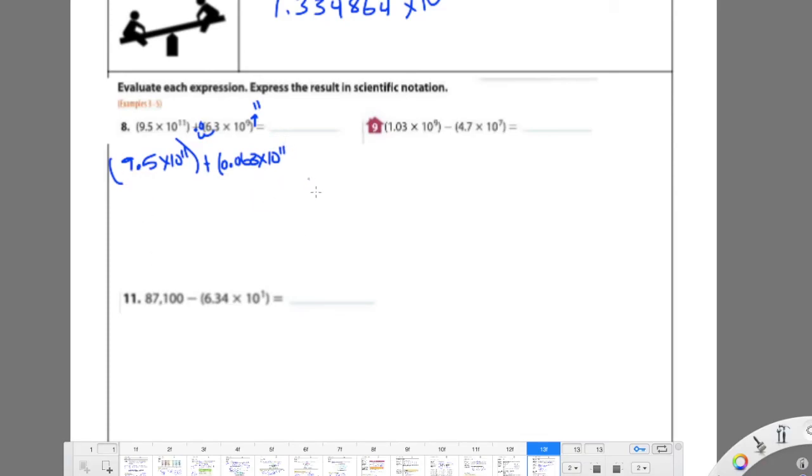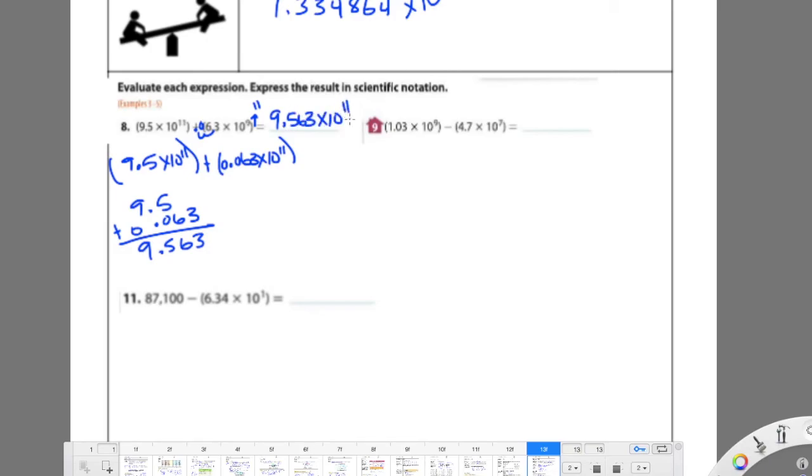But now I can just line these guys up. Just make sure you line up your decimals when you're doing this. And I'm just going to add straight down. So I have 3, 6, 5, and 9. Nothing really got added. It just kind of all drops down. It is being added, but nothing lined up. So it all just dropped down. So I have 9.563 times 10 to the 11th.